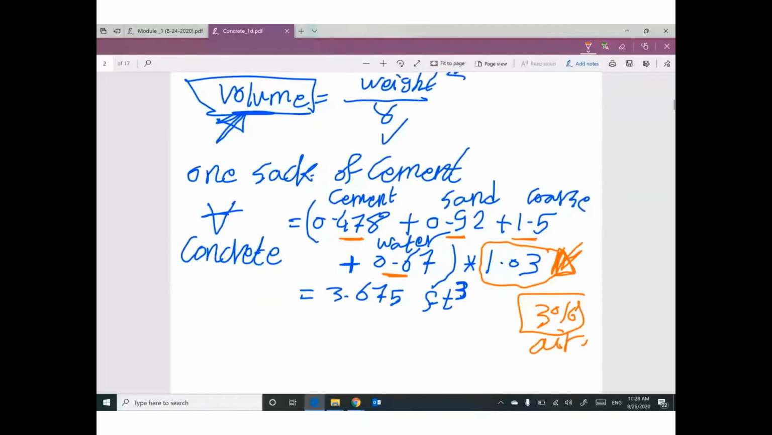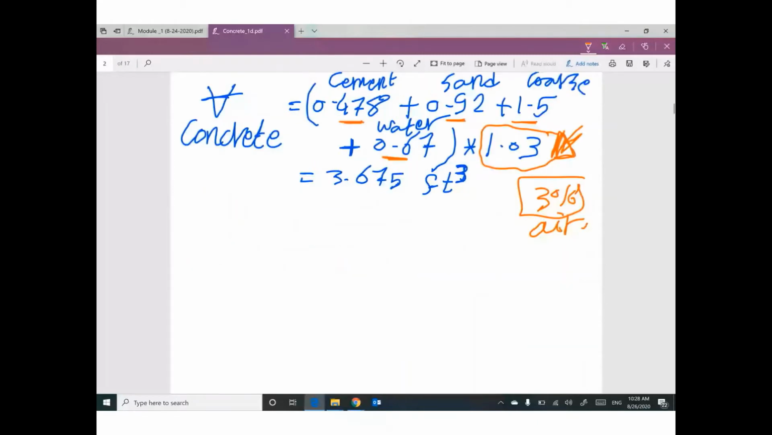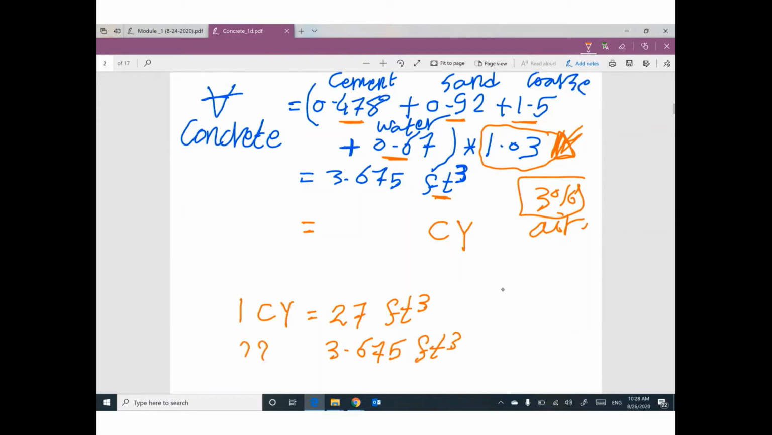For your information, I can convert from cubic feet to cubic yards. I think 1 cubic yard equals 27 cubic feet. So if I have 3.675 cubic feet, how many cubic yards? You can divide this by 27. So 3.675 divided by 27, this value will be 0.136 cubic yards.